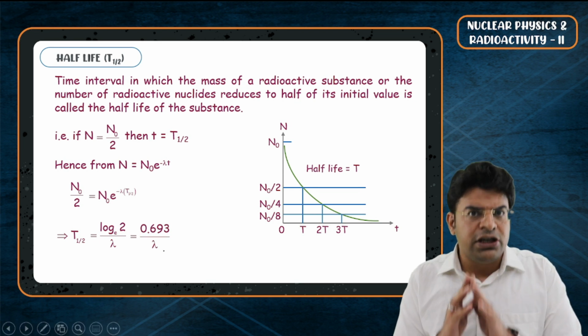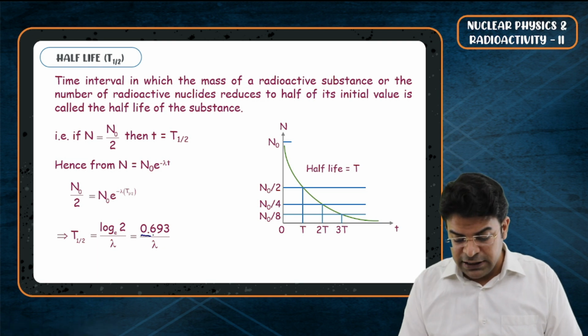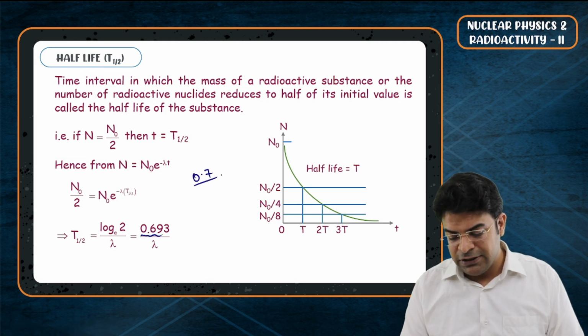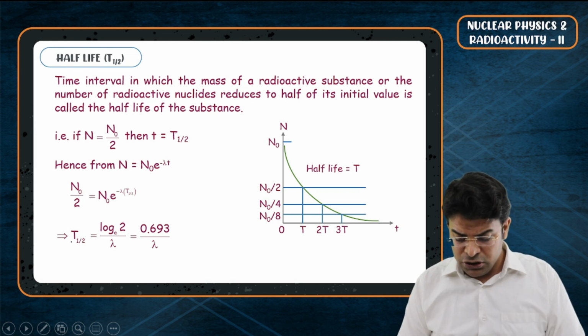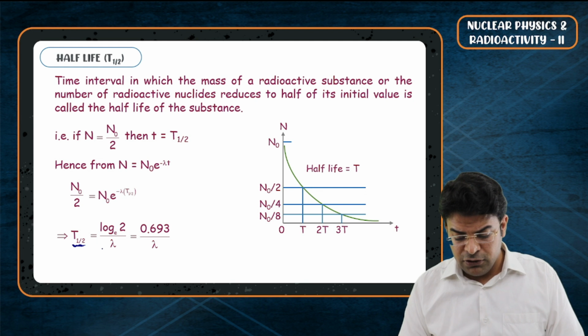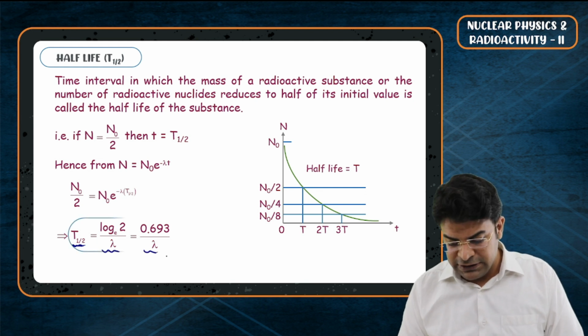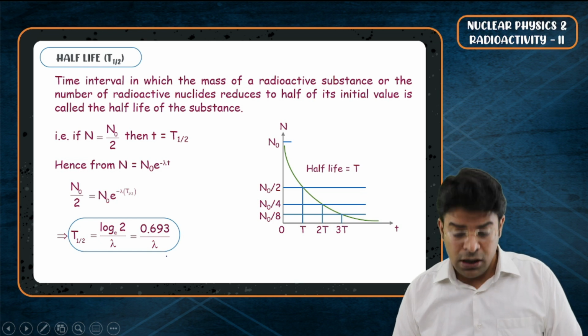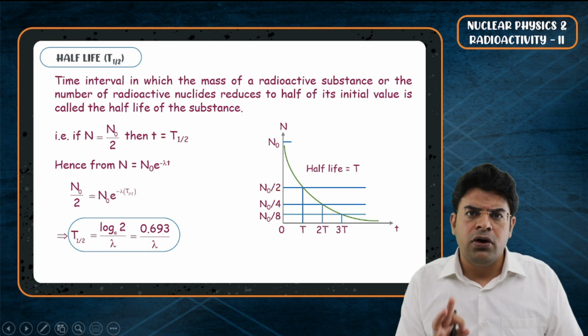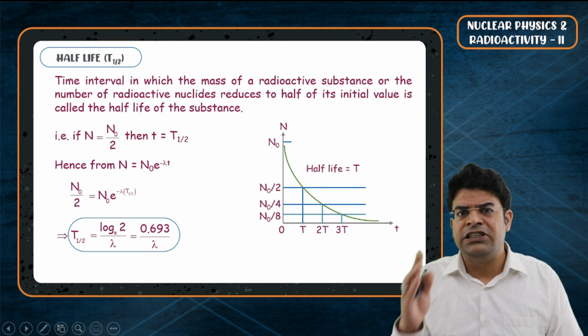For calculation purposes, I never use 0.693, I take it as 0.7. Whether you use 0.693 or 0.7, it's one and the same thing. So we take t half equals ln2 by lambda, or 0.693 by lambda, and you need to remember this particular formula. Now we are going to talk about how the number of active nuclei changes with time.